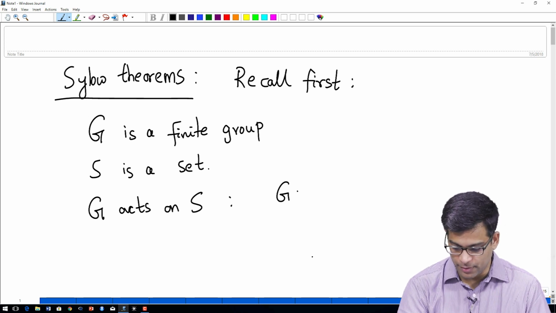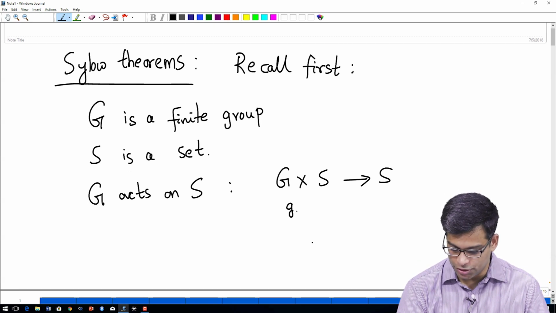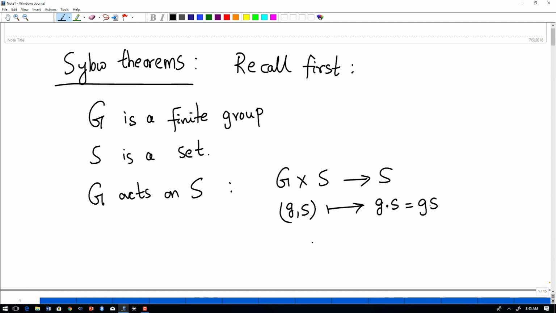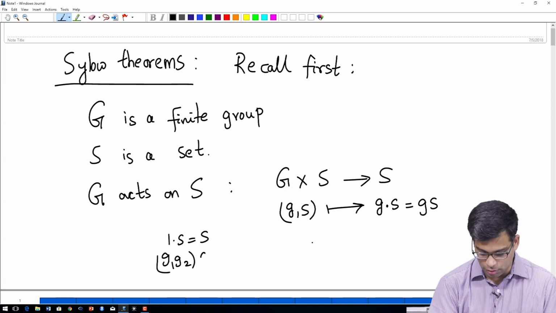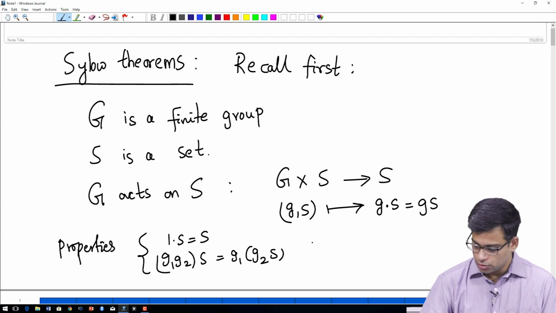right. So, there is a map from G cross S to S. You have an element g and an element s. We map it to what we call g dot s, or sometimes we just write it as gs, and it has the usual properties. 1 dot s is s, and g1 (g2 s) is (g1 g2) s. Okay, so these are the properties of group action.